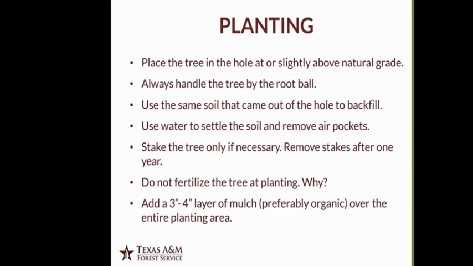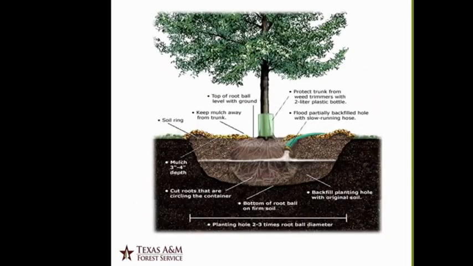So this is a diagram of just a good planting. The main takeaways is that the flare of the tree is above ground, and that the hole is 2 times as wide as the root ball.